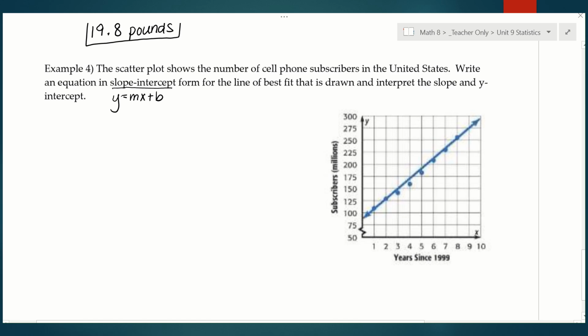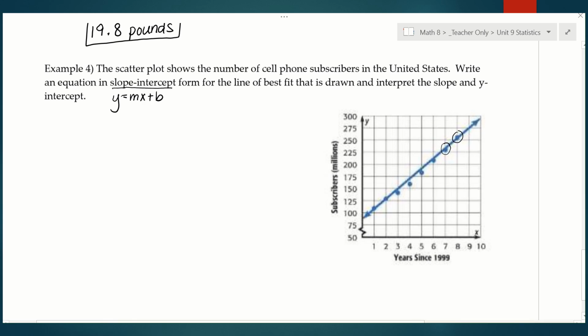All right, so let's look at the graph. We have years since 1999 versus the number of subscribers in millions. The line of best fit has been drawn in for us, so that's pretty awesome. It looks like the line is going through 3 points, maybe 4 if you want to count that one. So I would probably recommend using ones that we can tell exactly what they are. So I'm thinking maybe these two. I kind of like those. Again, you could have chosen any of the other ones, but I'm going to go with those two.